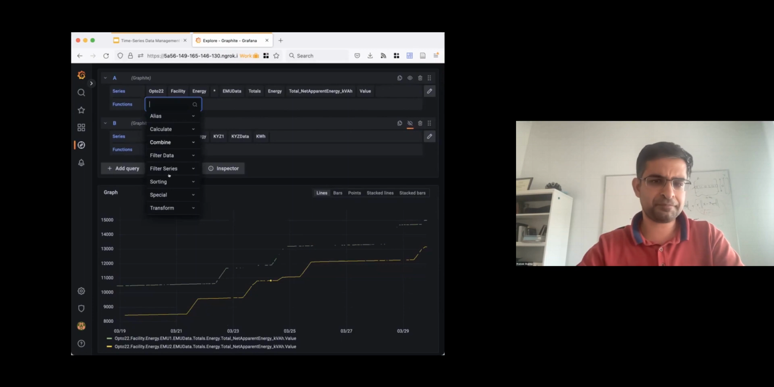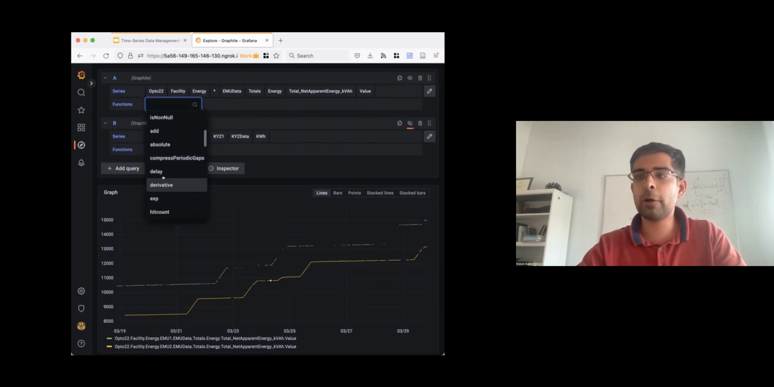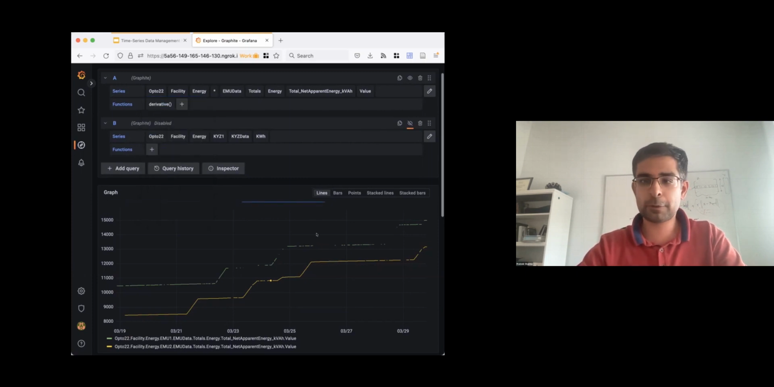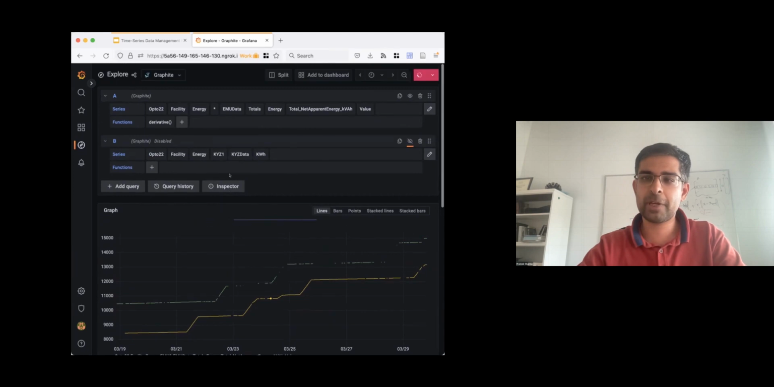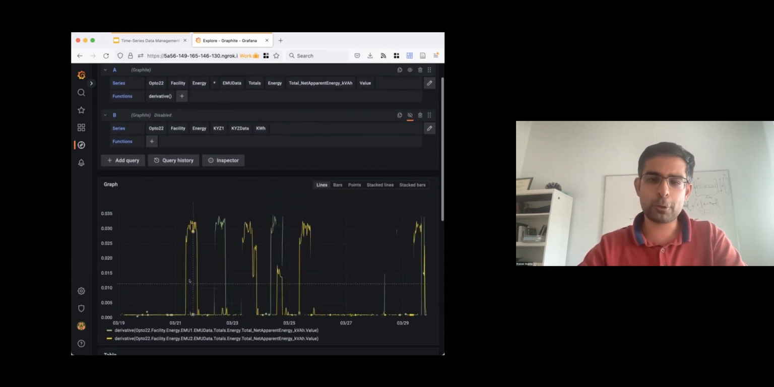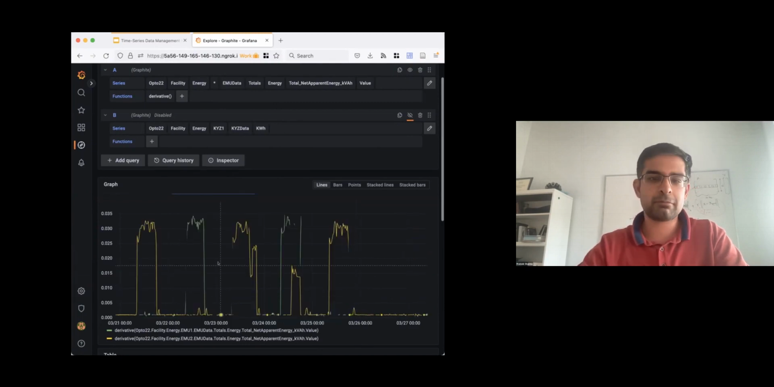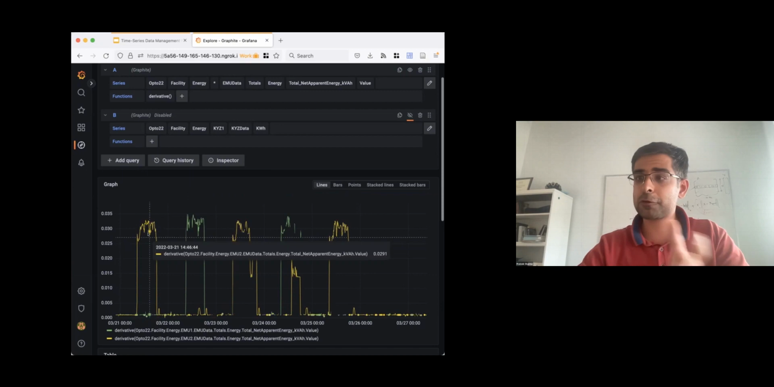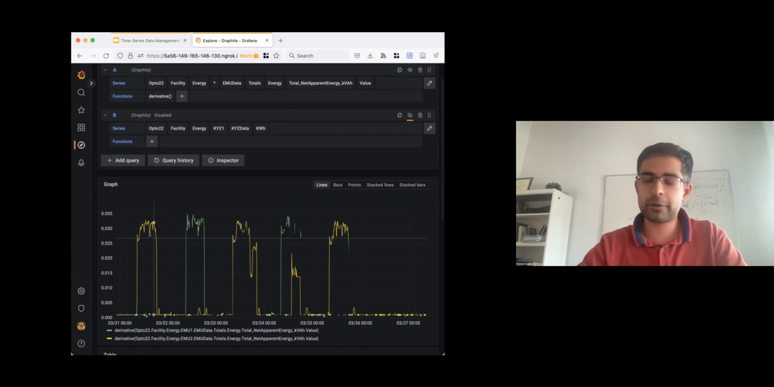For example, let's say I want to look at what is the power. So I take the derivative of this because this is the energy. That's a little bit more of a computation intensive operation, but here you go. And you can see this also makes some sense. The power does increase during certain parts of the day, and you're not consuming power during the remaining parts.